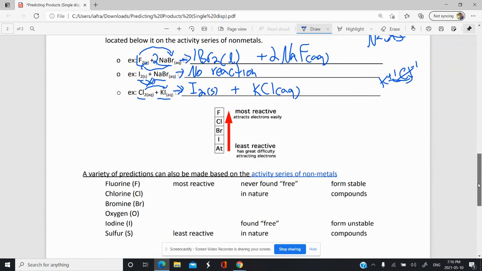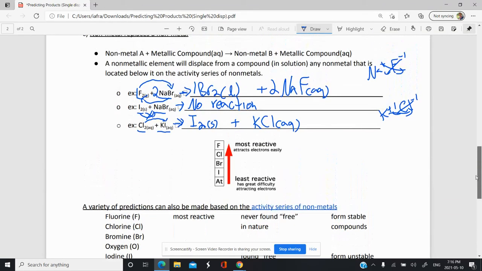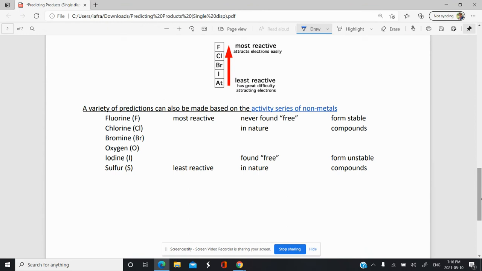So that there was just some examples of single displacement reactions happening where a non-metal is reacting with a metallic compound, and the non-metal is going to kick the non-metal out rather than kick the metal out like it was in the previous situations. So you can see here the activity series for non-metals, and again, higher up is most reactive with fluorine, and towards the bottom is less reactive with sulfur.